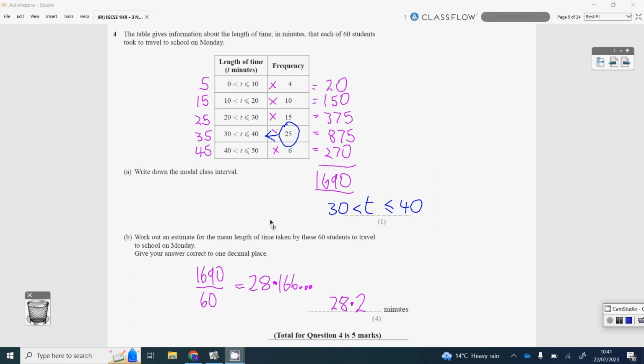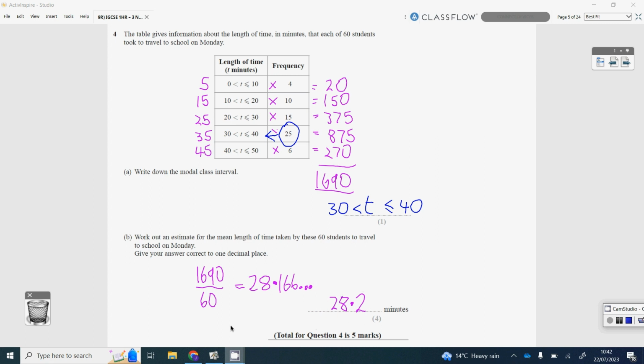Now that's the total number of minutes taken by all 60 students. So to estimate the mean, we divide this 1690 by 60, giving us 28.166... So round, giving your answer to 1 decimal place, that's 28.2.